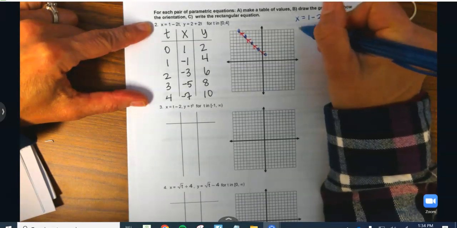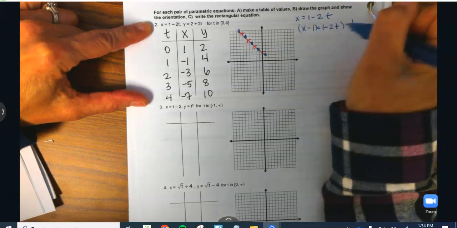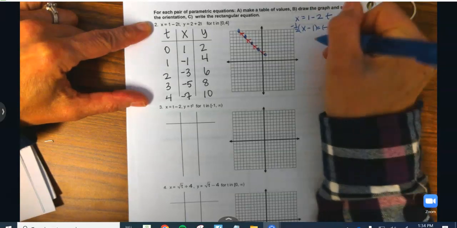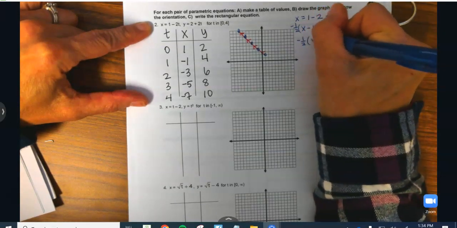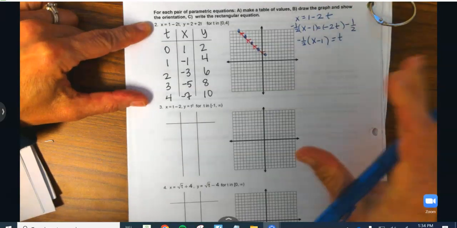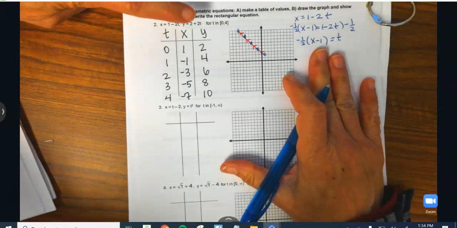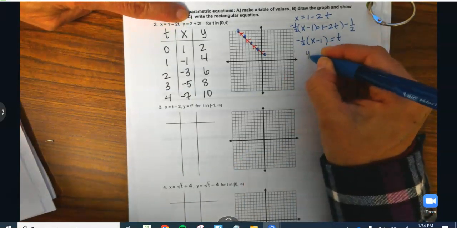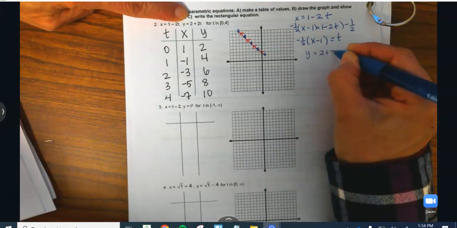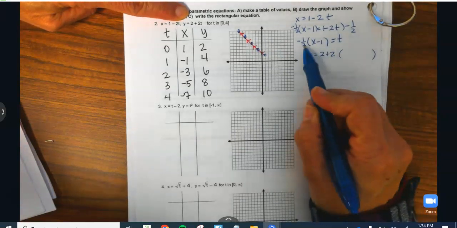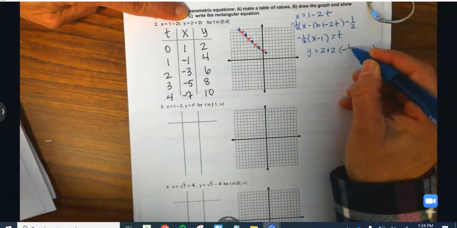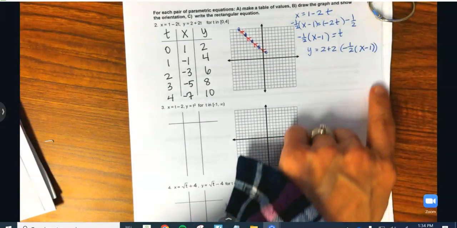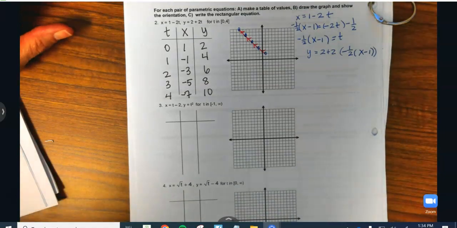I'm going to multiply both sides by negative 1/2. All right, so t is going to equal, and I'm not even going to distribute this. I'm just going to leave it like this, because that's going to get put into the y equation for the letter t. So remember, y equals 2 plus 2 times t, but this is t, so let's write -1/2 and then x minus 1 in parentheses. Don't forget, you kind of have a double parenthesis right there.